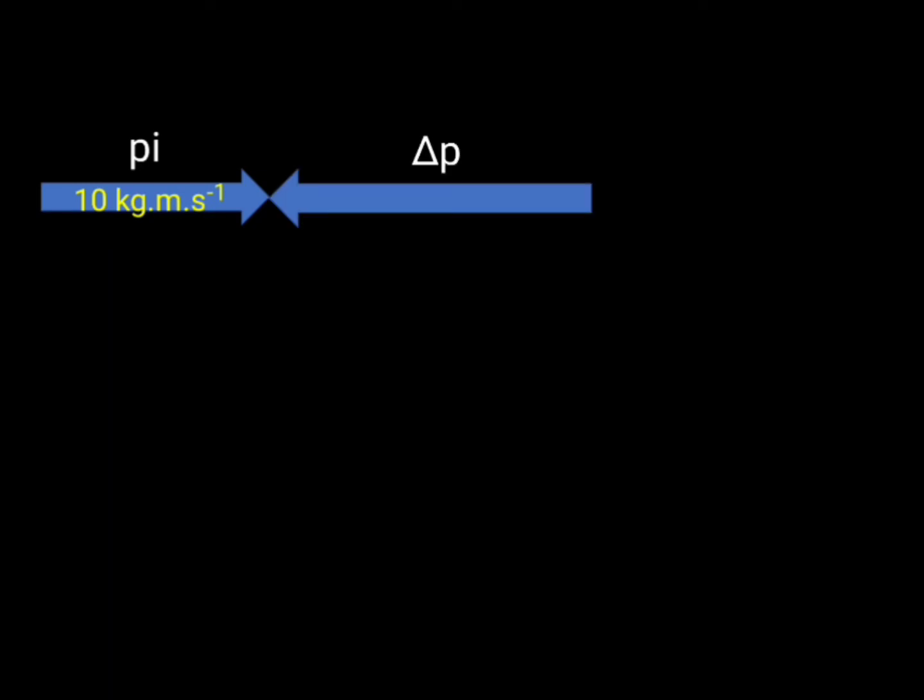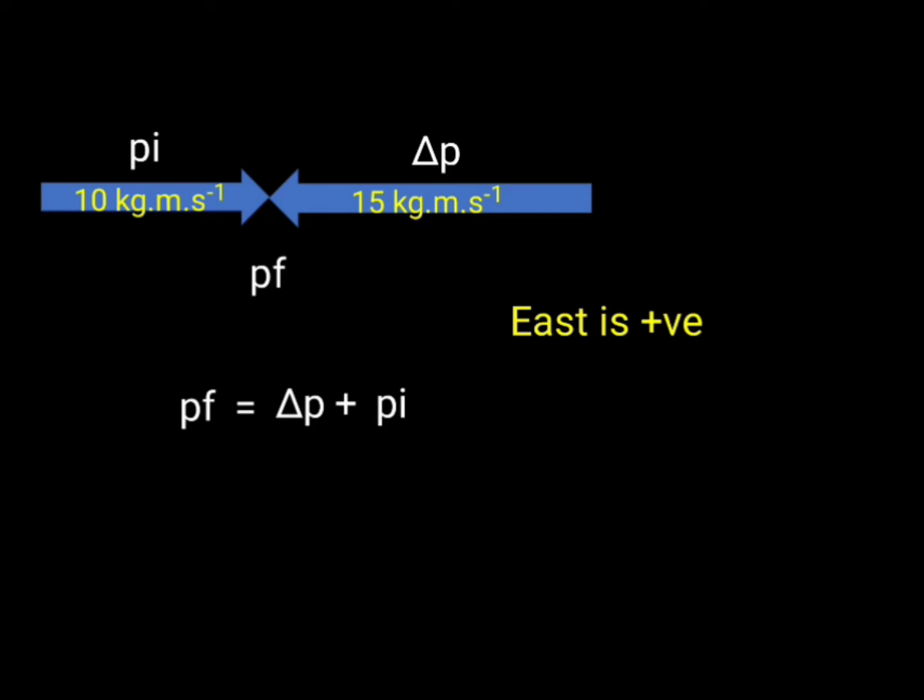Another example, another object with initial momentum 10 kilograms meters per second receives an impulse in the opposite direction. This could be a retarding force opposing the motion of the object. What will the final momentum be? Well, we know that if we take the east as positive, we can use the formula final momentum is impulse plus initial momentum.